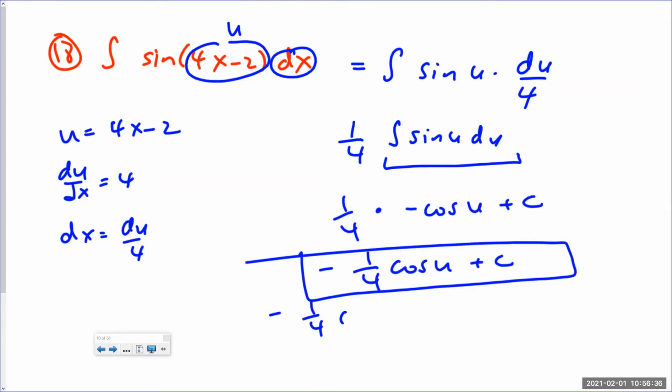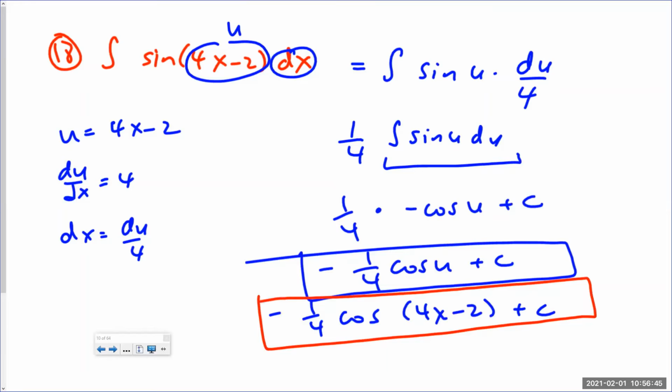Okay, you do need to go back and get the right answer in. And your u was 4x minus 2. So just make sure you come back in and put in your u, and that is the right answer.